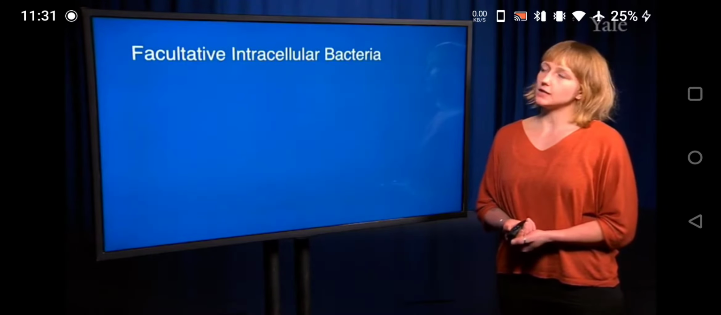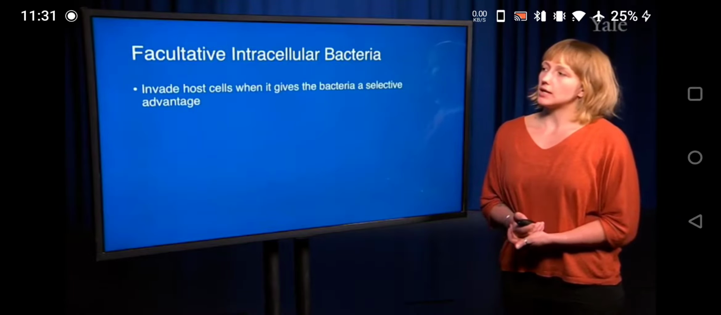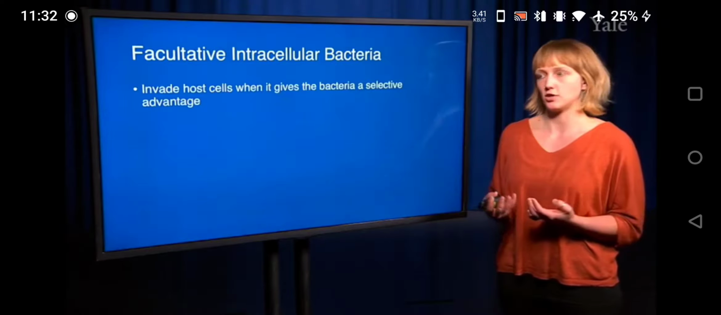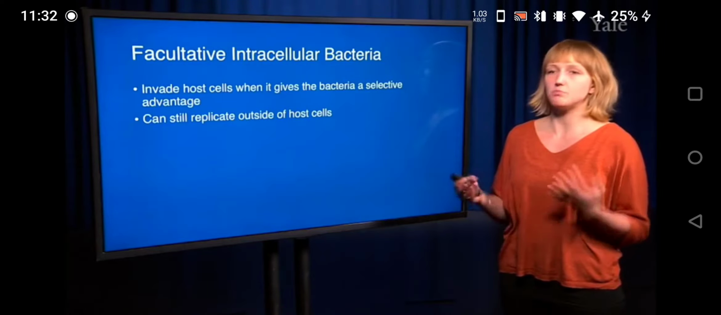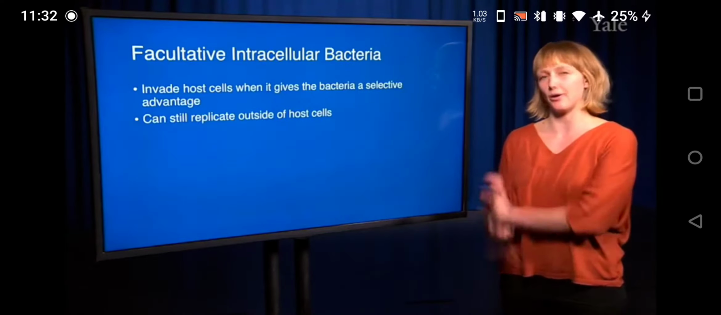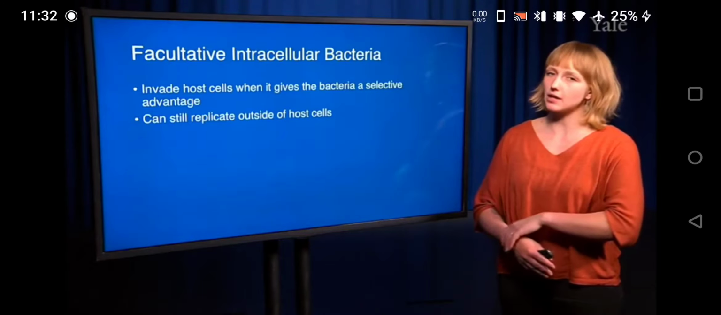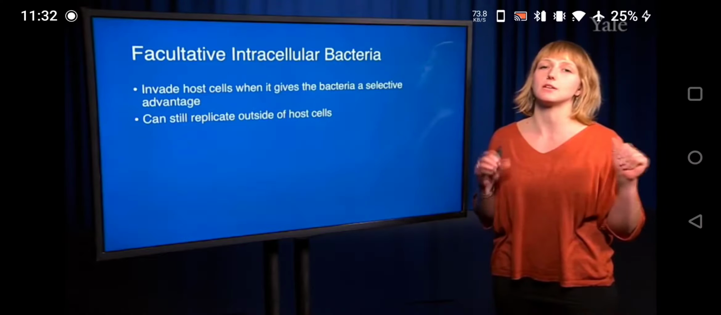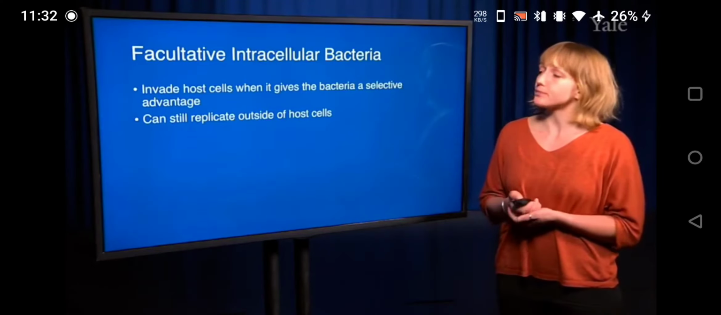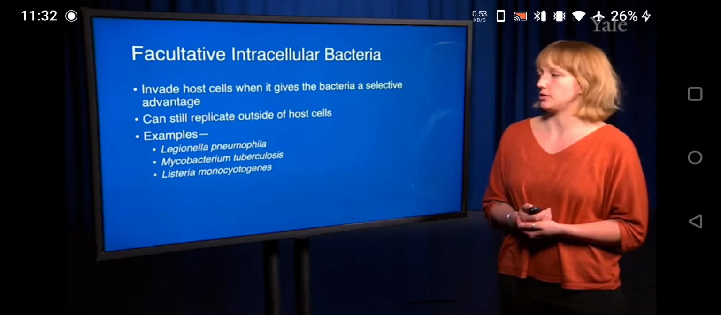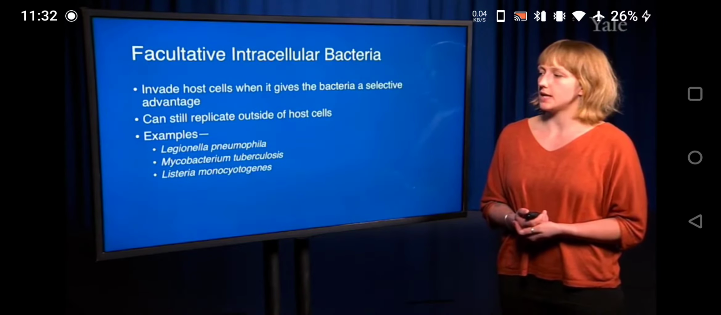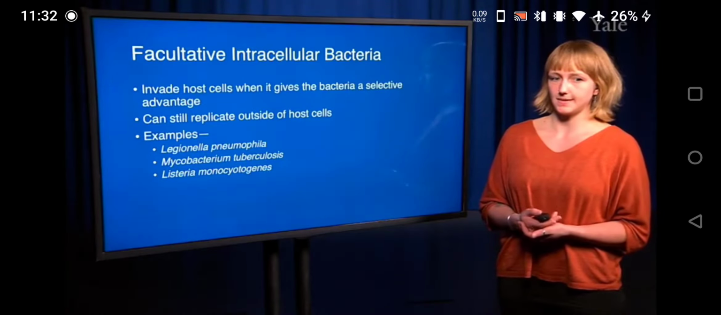Now, facultative intracellular bacteria can invade host cells when it gives the bacteria a selective advantage. And this means that they can replicate both inside host cells and outside of host cells, depending on the situation. And so they kind of are able to experience the best of both worlds. And some examples of these include Legionella pneumophila, Mycobacterium tuberculosis, and Listeria monocytogenes.